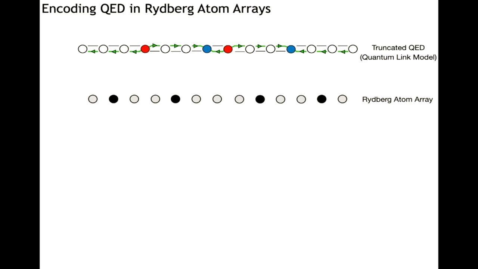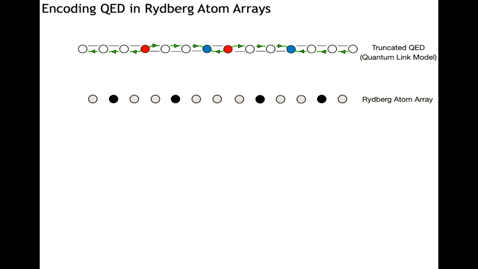So in this simplified case, essentially we realized that you can map the configurations of particles and fields in this quantum link model, which is the name of this truncated version of quantum electrodynamics. You can encode it in the configurations of Rydberg atom arrays in the blockade regime. So in this regime where two Rydberg atoms cannot be simultaneously excited, right? This is why I mentioned this before.